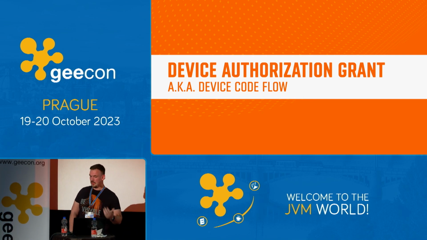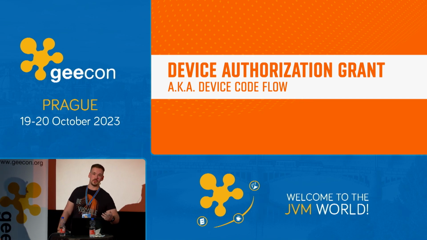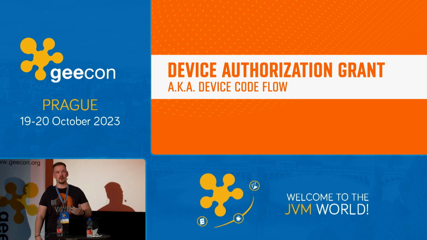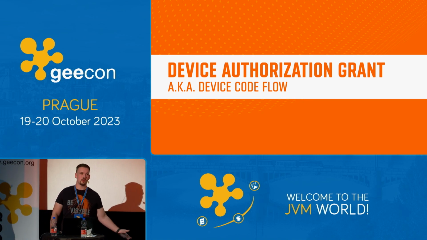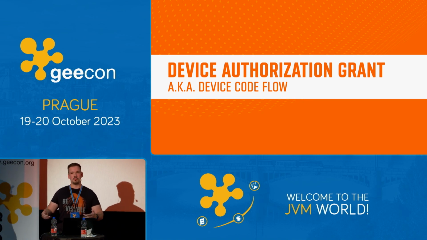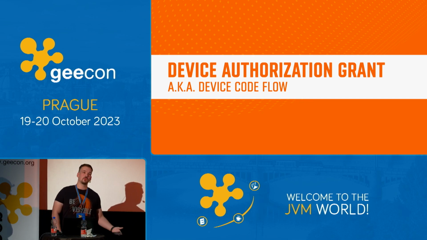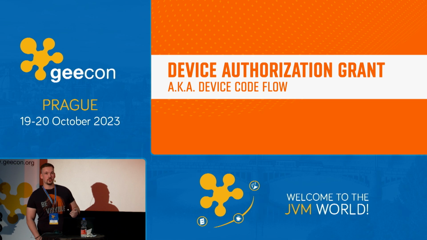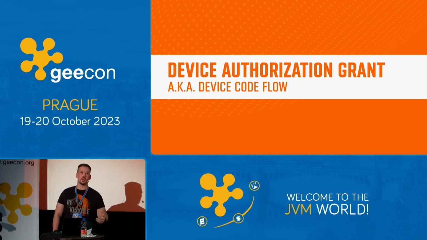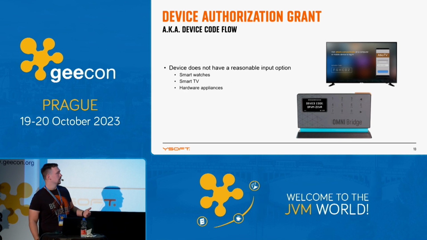So we have talked about the authorization code grant, how it's useful, what the dangers are, and all that stuff. But right now it's pretty much the industry standard, right? Most of you have seen it. Probably everyone has used it in some capacity. But what do you do when you have a device that does not have reasonable input options? Well, you can use a device authorization grant, or, as many of you may know it, the device code flow.